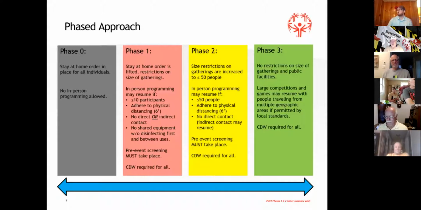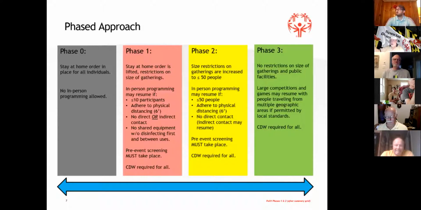In phase 2, much of the same is still in place. There are 2 big changes for phase 2. One is those group sizes can be up to 50 people. And again, that counts athletes, partners, coaches, volunteers, anybody who's in that immediate area. You can have up to 50 people together there, assuming that your facility allows that also. Again, remember, whichever is most restrictive.